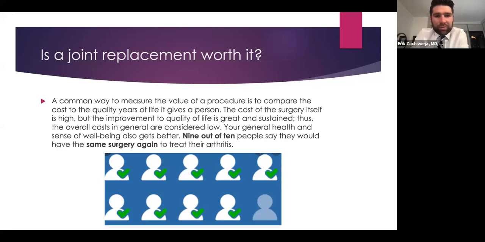So in general, the costs are quite low. And when you do large cohort studies and ask patients if they would have their joint replacement again, about 90 to 95% of patients state that they would go through with that same surgery again because of the improved quality of life and excellent outcome that they received.